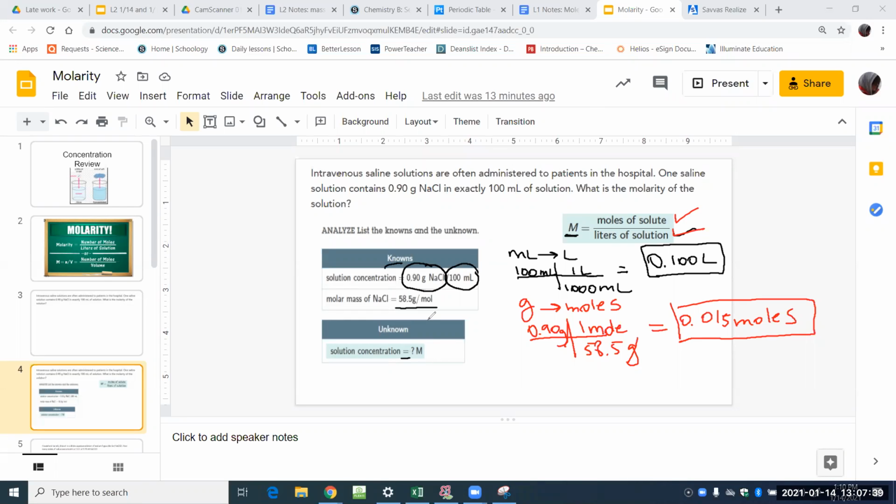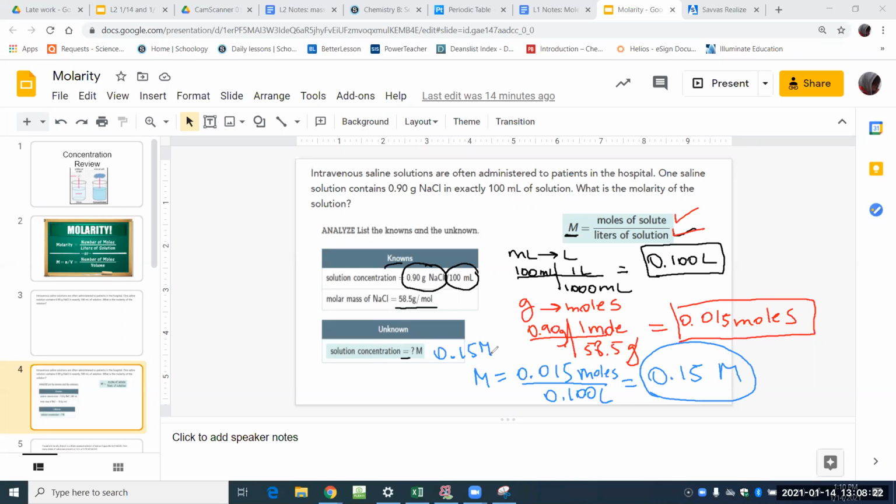So molarity equals 0.05 moles divided by 0.100 liters. Okay, so if I take 0.05 and divide it by 0.1, it gives me 0.15 molar. And that is my final answer. Okay, so that answer would be 0.15 molar.